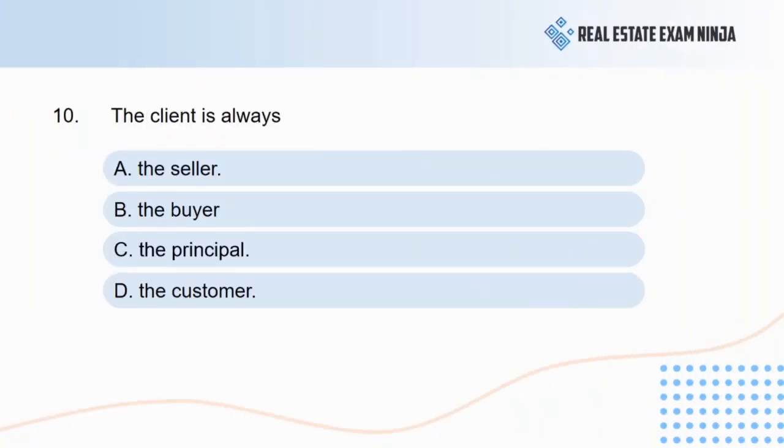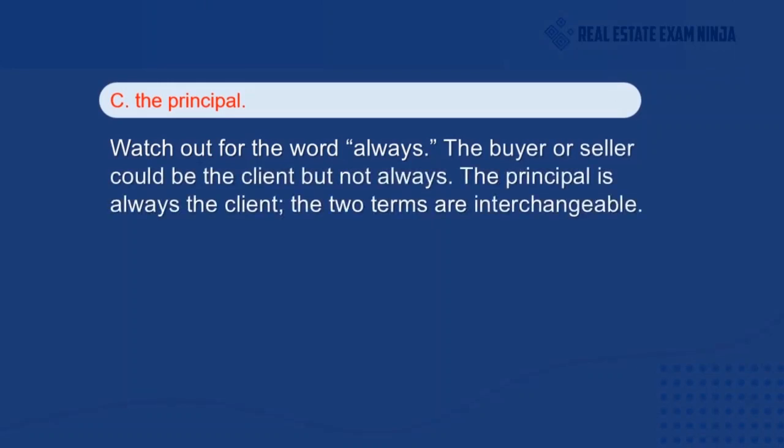Number 10. The client is always A. The seller. B. The buyer. C. The principal. D. The customer. The correct answer is C. Watch out for the word always. The buyer or seller could be the client, but not always. The principal is always the client. The two terms are interchangeable.